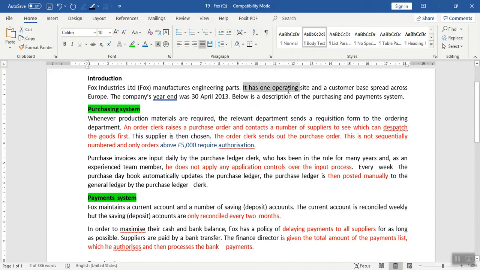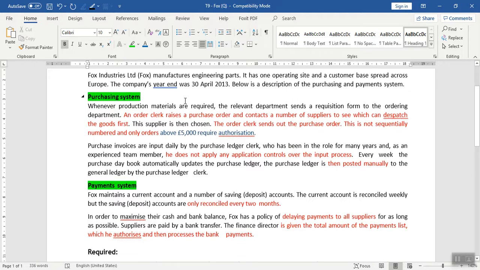It has one operating site and a customer base spread across Europe. So the company year end was 30th April 2013, and below is a description of the purchasing and payment system. Okay, so they split it into two parts: one is the purchasing system and one is the payment system. Now every line might have a problem, so you have to be very careful.